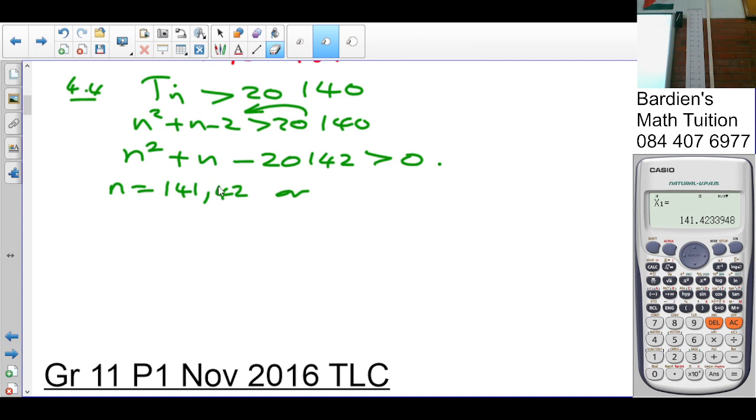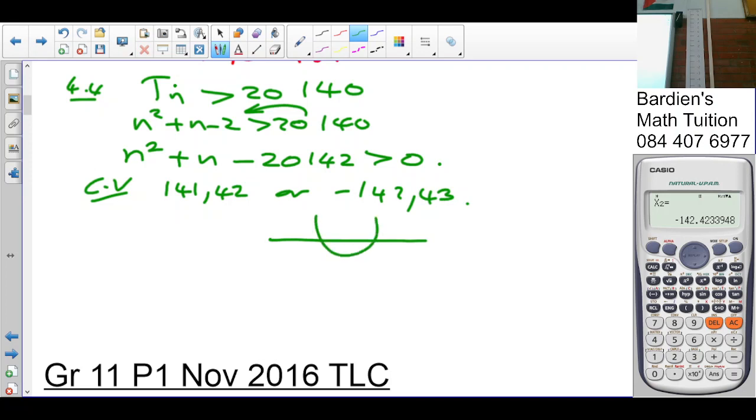So this is actually critical values and not values. No? So you've got critical values here, and the other one is negative 142, comma 43. So if you look at this graph, that is going to be negative 142, comma 43 and 141, comma 42. Okay, it must be greater than 0. So the smallest value greater than 141, comma 42 is 142.